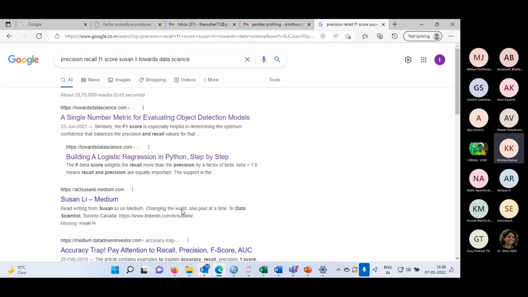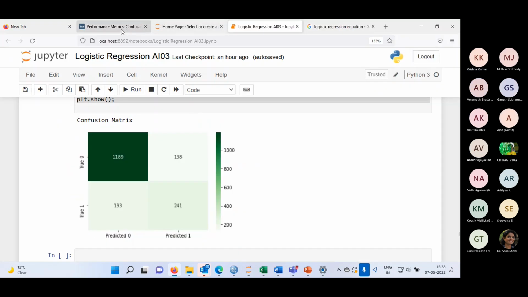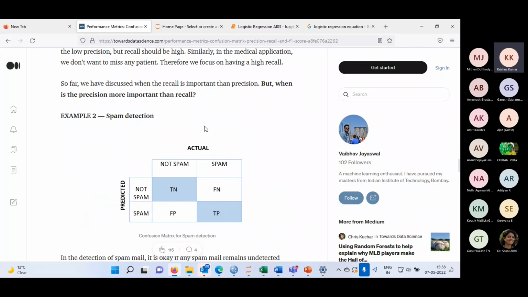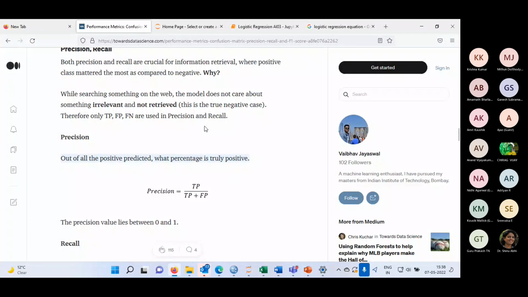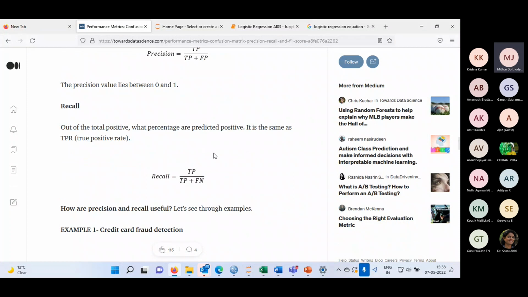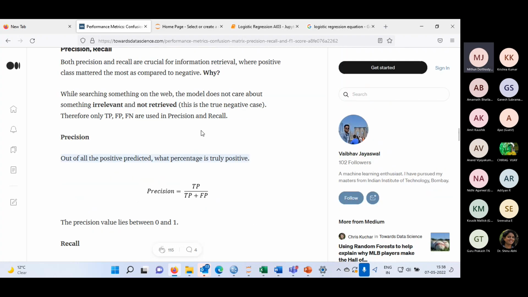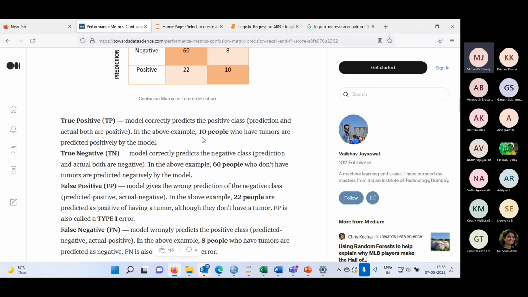Sir, is it that TPR and recall are the same? TP is used to generate your precision as well as recall. So is it that TPR and recall are the same? Yes. If you look at the formula here, recall is TP divided by TP plus FN. For precision, I will be using TP divided by TP plus FP.